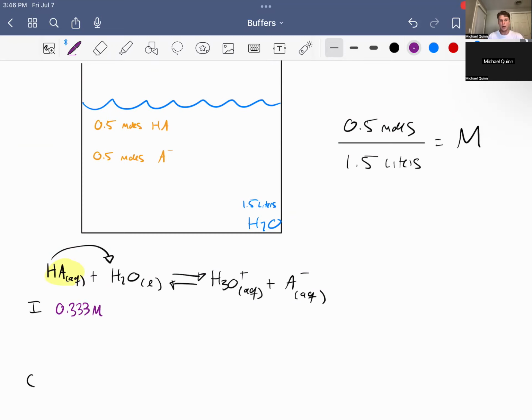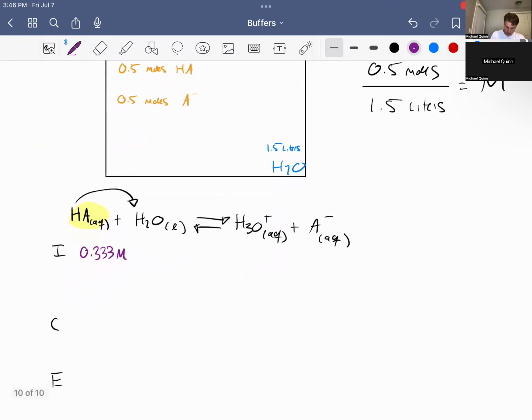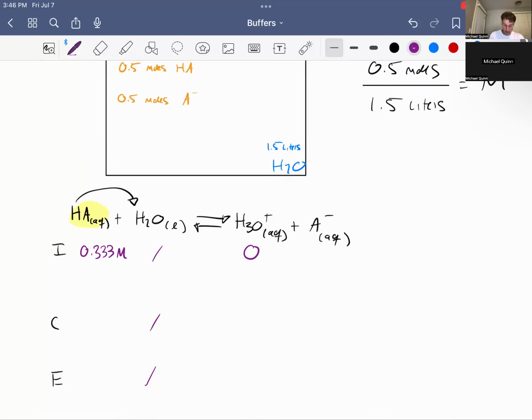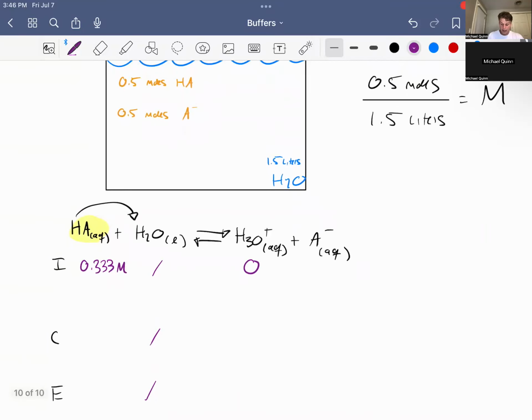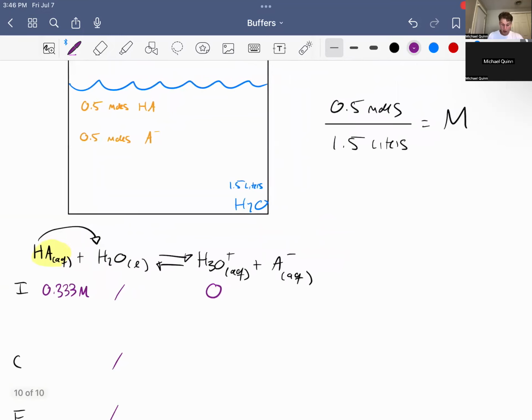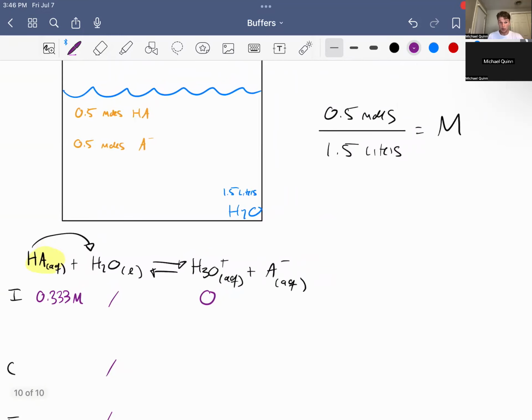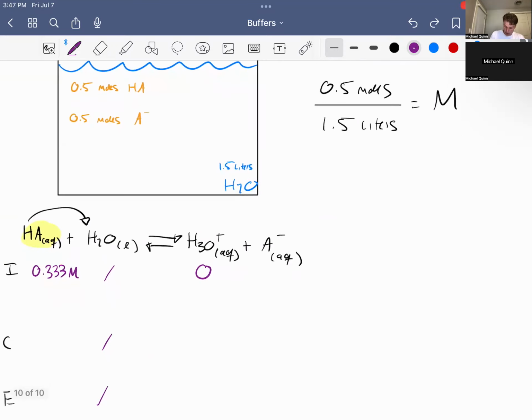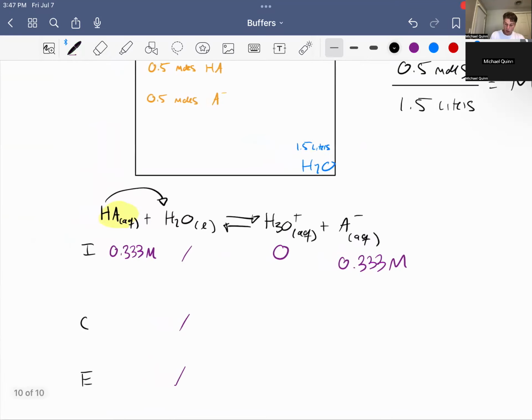And remember, we cannot keep it in moles because now there is not a strong reaction going on. There's a weak acid with a weak base. We never keep track of water. H3O plus, we don't know. There's nothing in there so far. A minus, we do have a concentration of A minus when we start this reaction. It is 0.5, also divided by 1.5 liters, which is 0.333 molar.